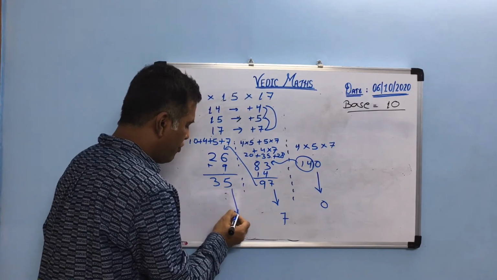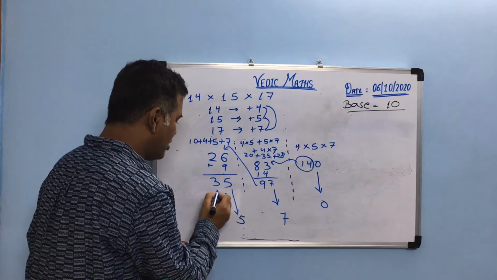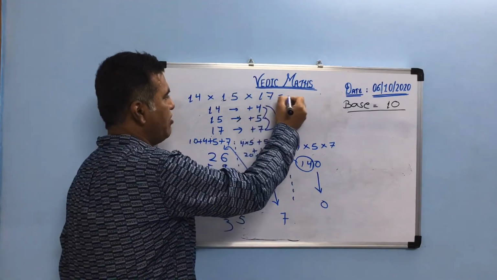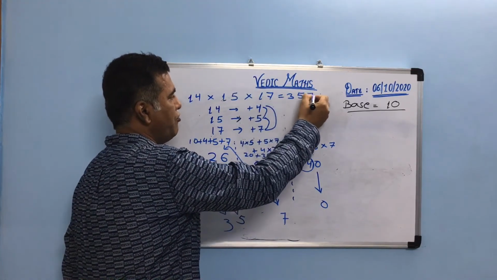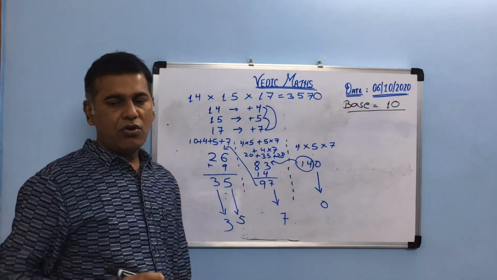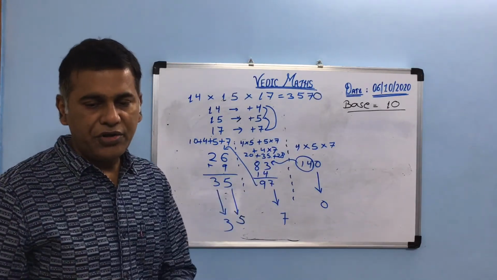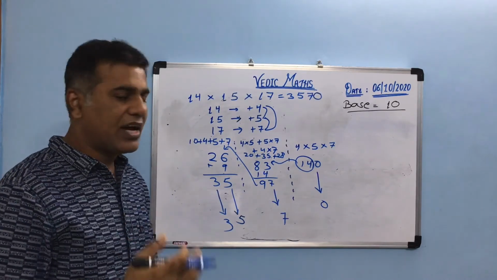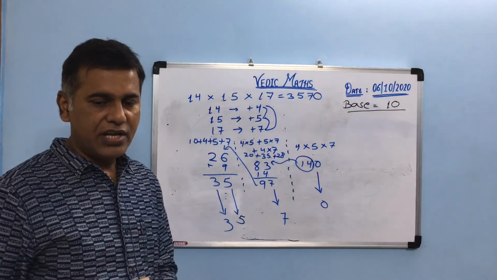So here 5 will come, and since it is the last one, 3 will also come. So our answer is 3570. Once you are acquainted with it, automatically you will start calculating at a very faster rate.